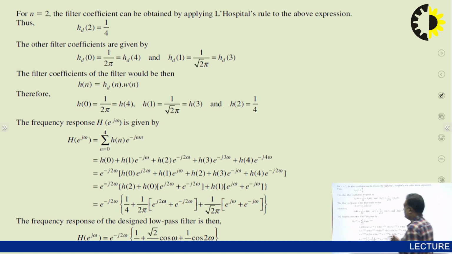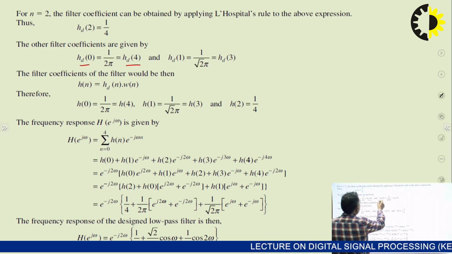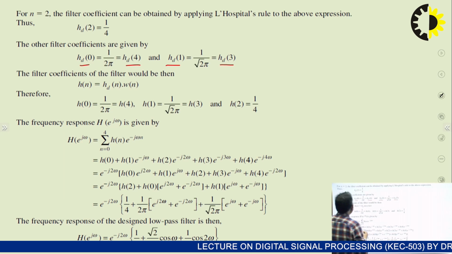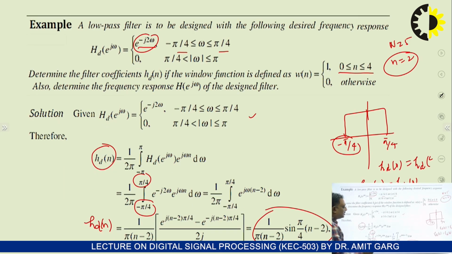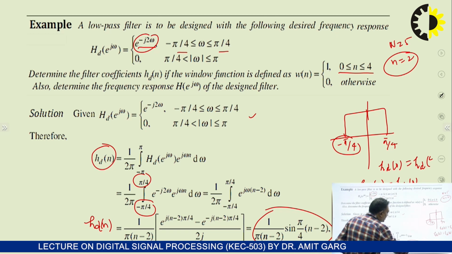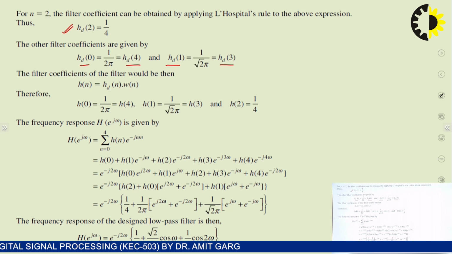You can see that HD0 equals HD4 equals 1 upon 2 pi, and HD1 equals HD3 equals 1 upon root 2 pi, and the center value. How have we obtained the center value? We do the differentiation in numerator and denominator and then put n equals to 2. So we will get this value, HD2 equals 1 by 4.